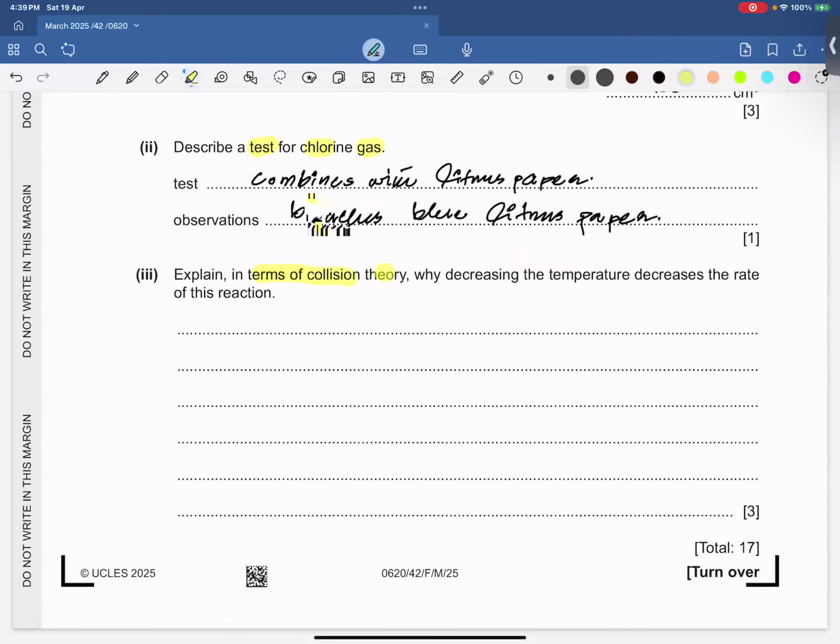Explain in terms of collision theory why decreasing the temperature decreases the rate of this reaction. When temperature decreases, kinetic energy decreases. Kinetic energy decreases, movement of molecules decreases. Movement of molecules decreases. Obviously, frequent collision between the molecules decreases. As a result, effective collisions in a unit time decrease, and therefore rate of reaction decreases. All right.